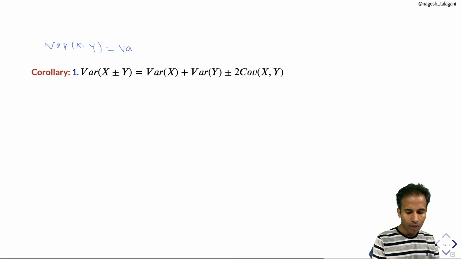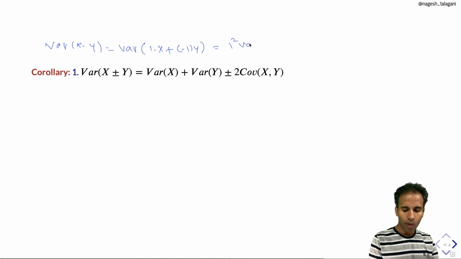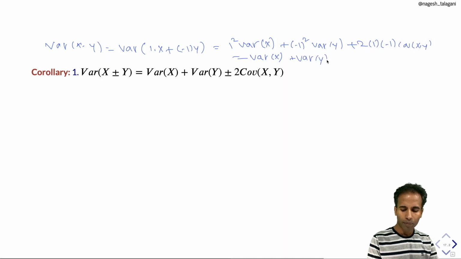First of all, we have to realize x minus y as 1 times x plus minus 1 times y. Now, using the above theorem, we can write 1 squared times the variance of x plus (minus 1) squared times the variance of y plus 2 times 1 times minus 1 times the covariance of x and y. Therefore, you can write the variance of x plus the variance of y minus 2 times the covariance of x and y. Okay, fine.